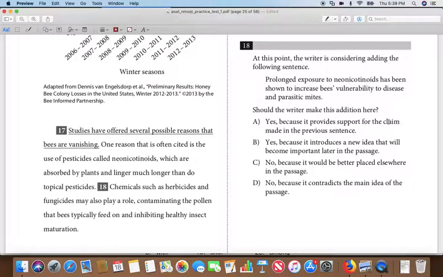Should the writer make this addition here? Okay, good. Let's do the sentence sandwich method here to see if it should be in the paragraph. We'll read the sentence before, one reason that is often cited, then read the sentence in question, plug it in, and then read the sentence after and see if it fits.